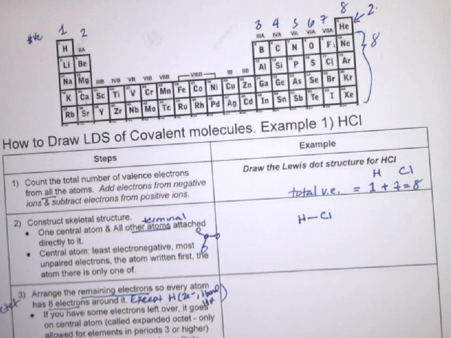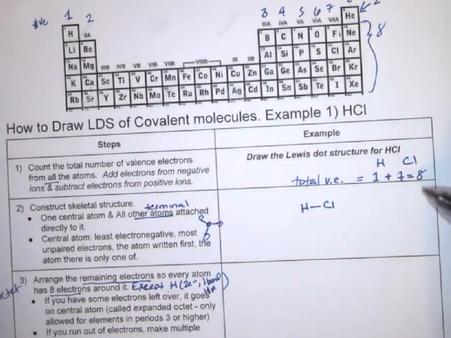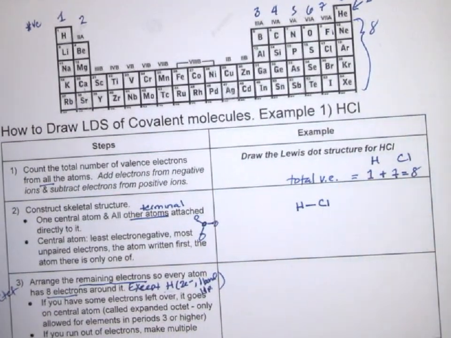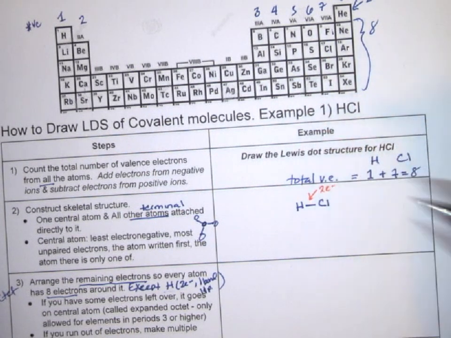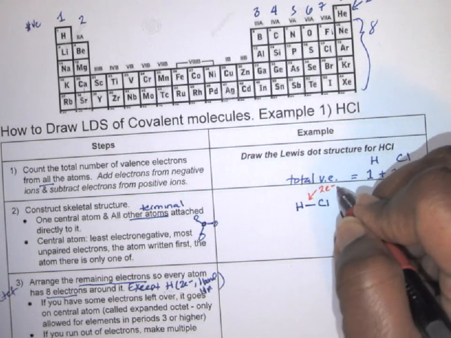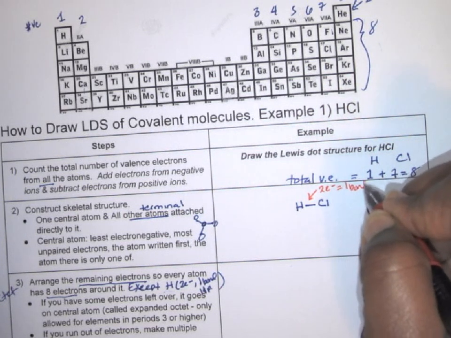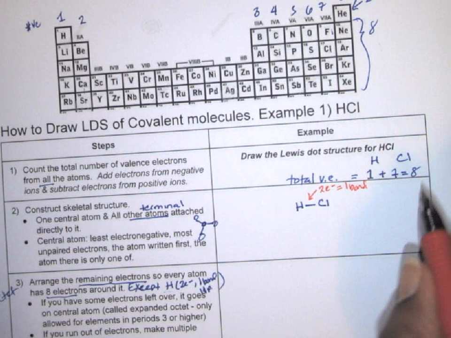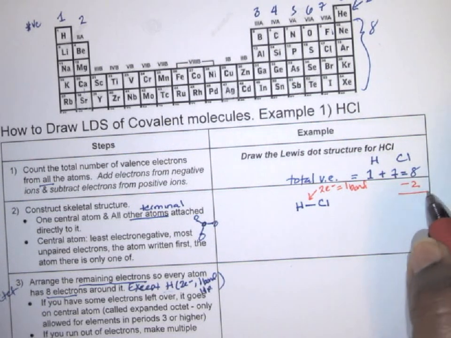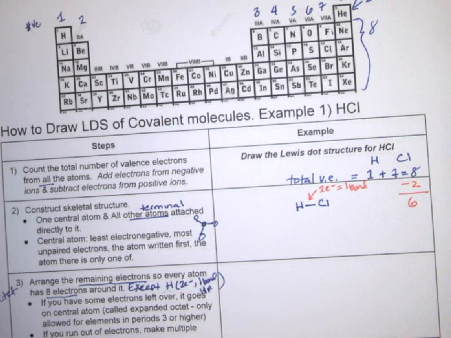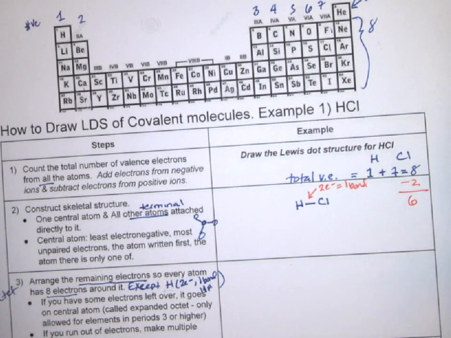When we say remaining electrons, we need to go back to our total and figure out how much we've actually used. Remember that a bond is made up of 2 electrons, okay? So 1 bond is made up of 2 electrons. That means that of the 8 valence electrons we started with, we've already used 2. So that means that we have 6 remaining, okay? So this is our remaining number of valence electrons.